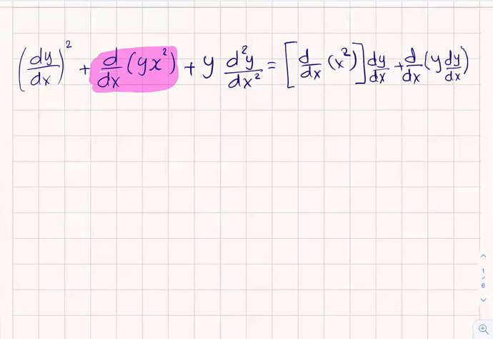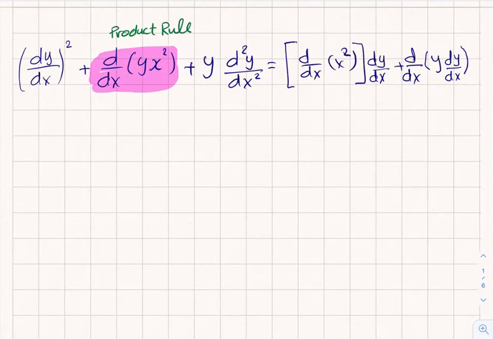So we have y and x squared, two functions multiplied together. I can use the product rule for it. Product rule. Plus y multiplied by d squared y over dx squared. So again, nothing to do. There's no command here to differentiate anything. Equals d/dx of x squared.